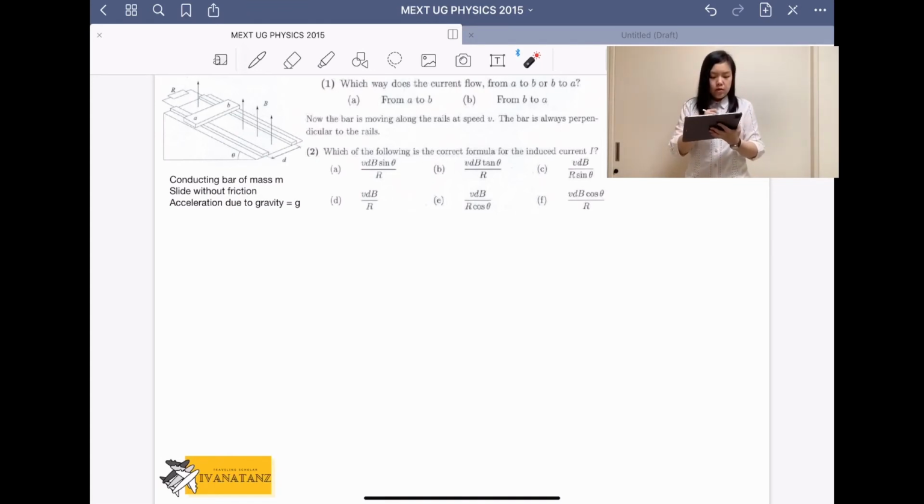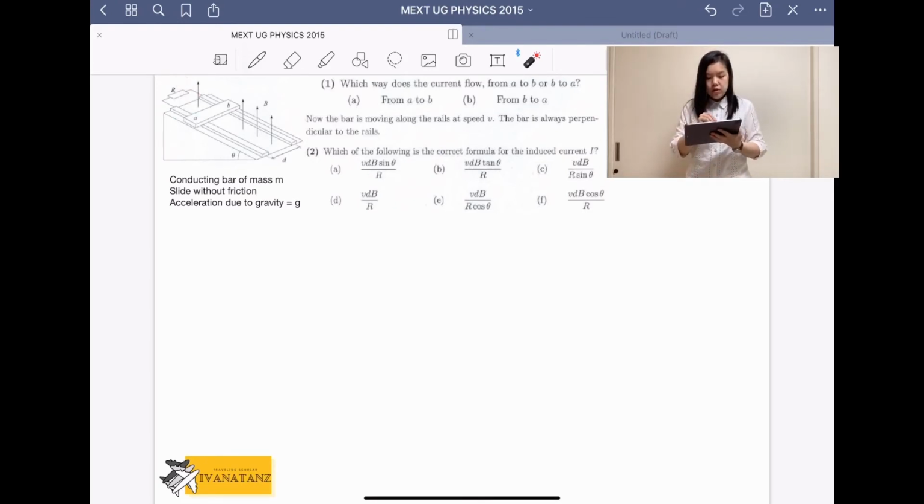So first we have the conducting bar of mass M. This is the conducting bar, mass M. This is the side A, this is the side B. It slides without friction, so it will go down without friction. And the acceleration due to gravity is g. We have the magnetic field pointing upward, and the length of the conducting bar is D. The plane is inclined at angle theta, and this system is connected to resistor R.